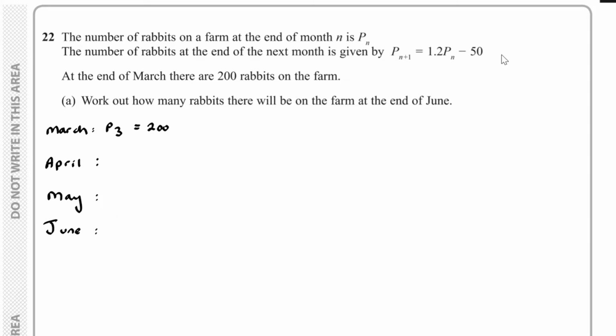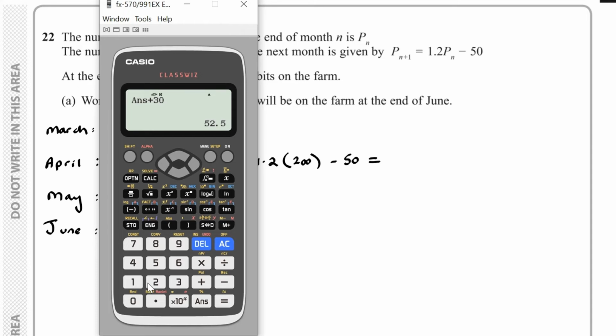So in April, if we use this formula here, that's P4, that's going to equal 1.2 times P3 minus 50. So we've got 1.2 times P3, P3 is 200, minus 50. So if we type in 200 into our calculator, because we've got a recursive sequence, we've got here 1.2 times this minus 50, so that's 190.